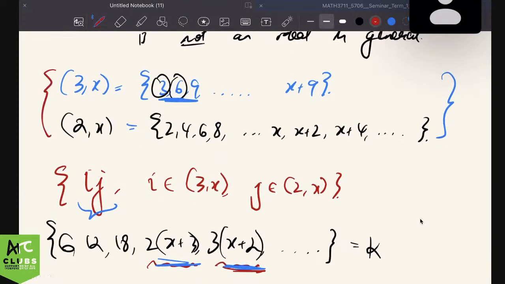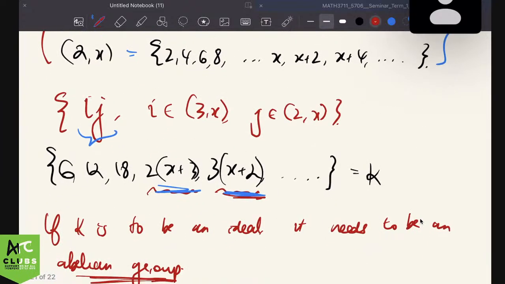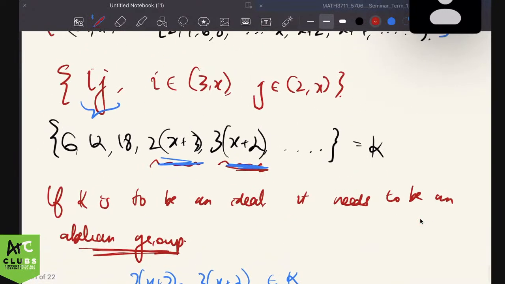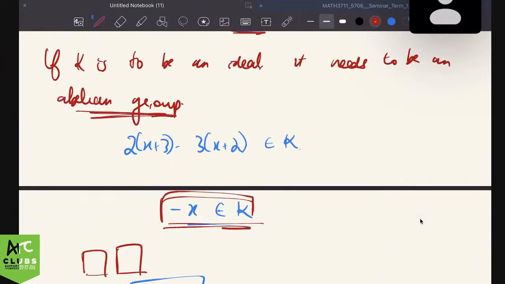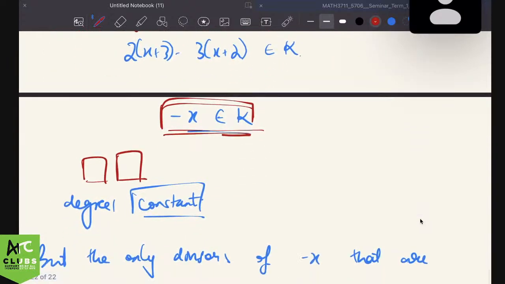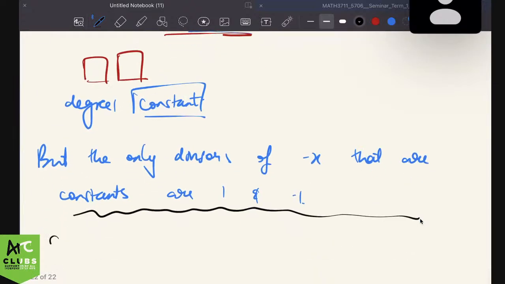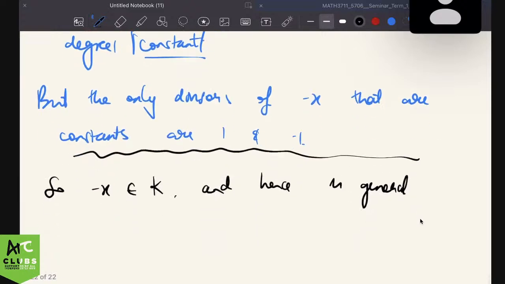So for these kinds of questions, you just want to test out different ideals, test out different elements, and see how assuming it's an ideal leads to a contradiction. In this case, we took two similar elements from the group, we subtracted them, and we found that we've got minus x in the ideal, but that yielded a contradiction. So x is not in k, and hence, in general, k is not an ideal.